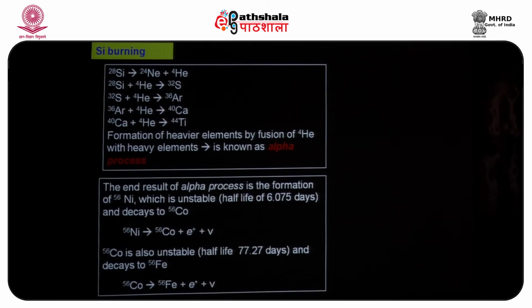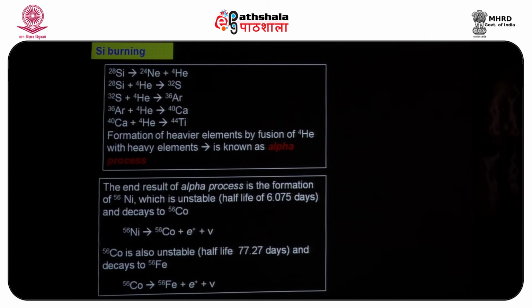During this process, you can try these reactions, like keep on adding helium to the products, and you will end up with the final product, which is 56 nickel. Now, this 56 nickel is unstable, as its half life is just 6.075 days. So, it decays to 56 cobalt by a reaction like this, and importantly 56 cobalt is again unstable, and it decays to form 56 Fe. So, the final product of the stellar nucleosynthesis that operates inside the stars is the 56 Fe.